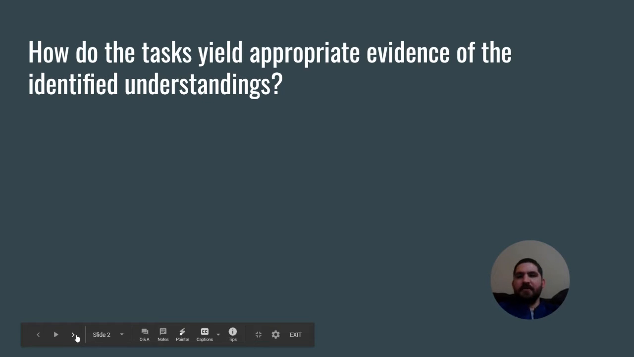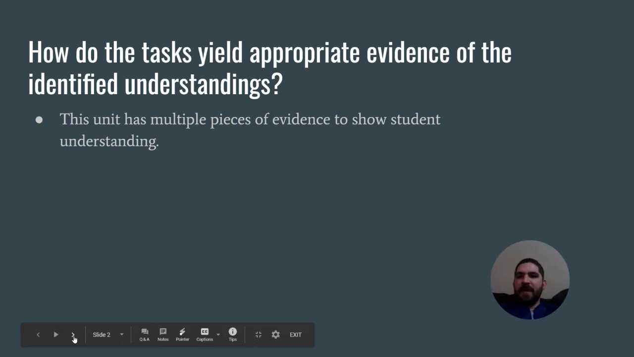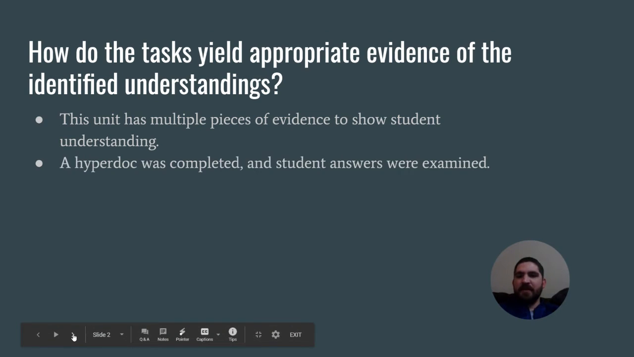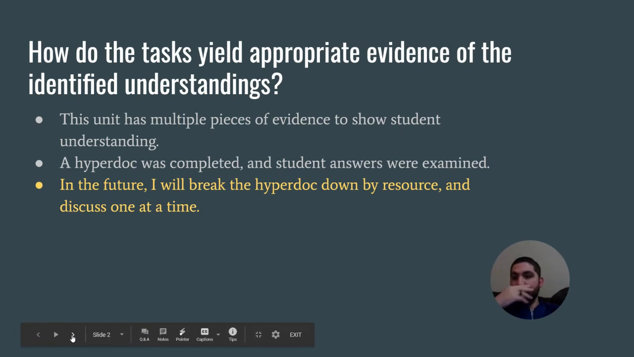The first question, how do the tasks yield appropriate evidence of the identified understandings? My unit has multiple pieces of evidence that starts with a hyperdoc that the students went through and answered questions as they went along. So I was able to examine those answers and look at those results early on in the unit.